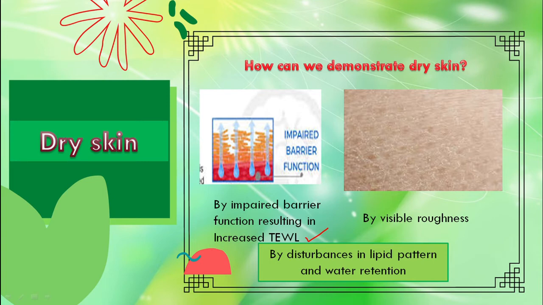So what is transepidermal water loss or TEWL? Transepidermal water loss is the amount of water that passively evaporates through the skin, which leads to dryness by change in the keratinosome. Another one is by disturbance of the lipid pattern and disturbance of water retention. You can also demonstrate dry skin from visible roughness.